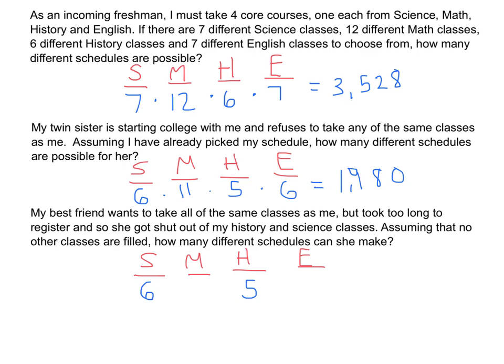But here's the thing, she wants to take the same classes as me, which means that since I have already chosen my classes, my math class, for example, she only has 1 choice for her math class because she wants to be in the same class as me. And the same thing goes for English. I've already picked my English class, so she only has 1 choice for her English class because, again, she wants to be in the same class as me. So the only choices she's really making here, since I've already chosen the math and the English, are the science and the history, which means that she has 30 different possible schedules.